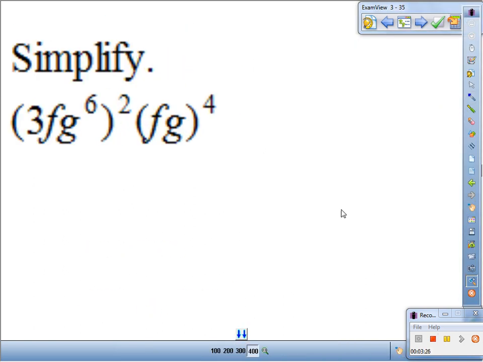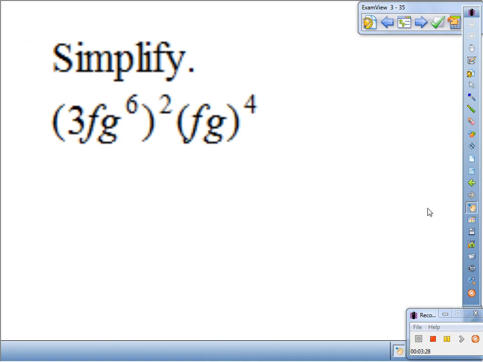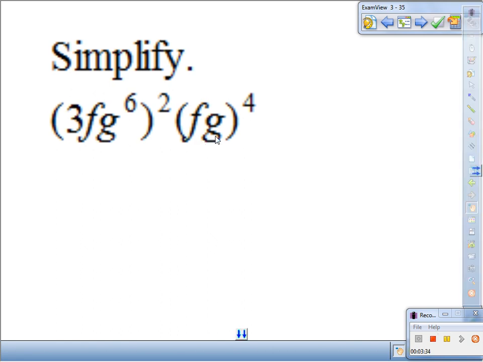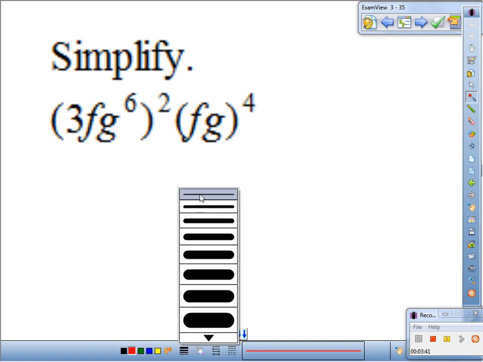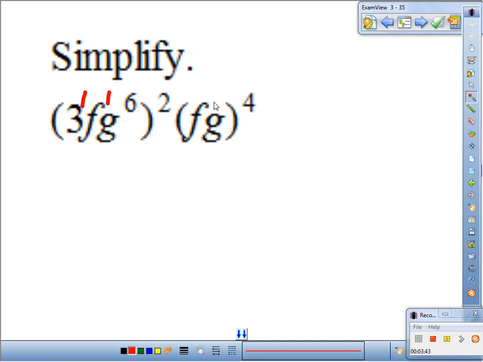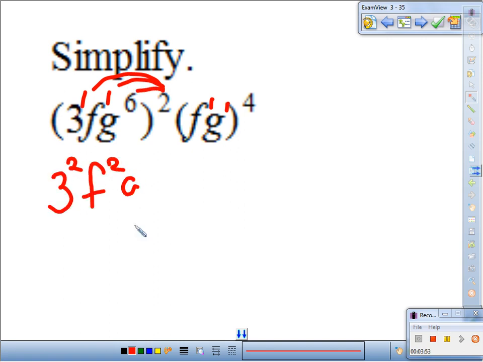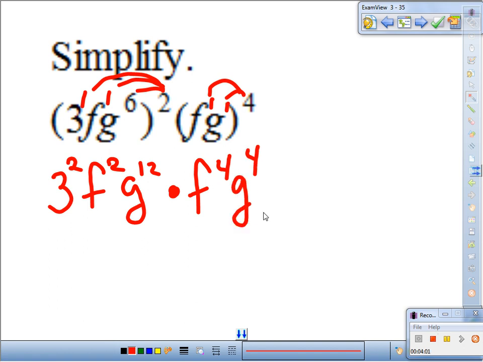Copy that. We got parentheses 3fg to the 6, close parentheses to the second, parentheses fg to the 4th. All right. Once again, do we have any without exponents? Yes. Put a 1 on all the variables or numbers that do not have an exponent and distribute. So this is 3 to the second, f to the second, g to the 12th times distribute f to the 4th, g to the 4th.